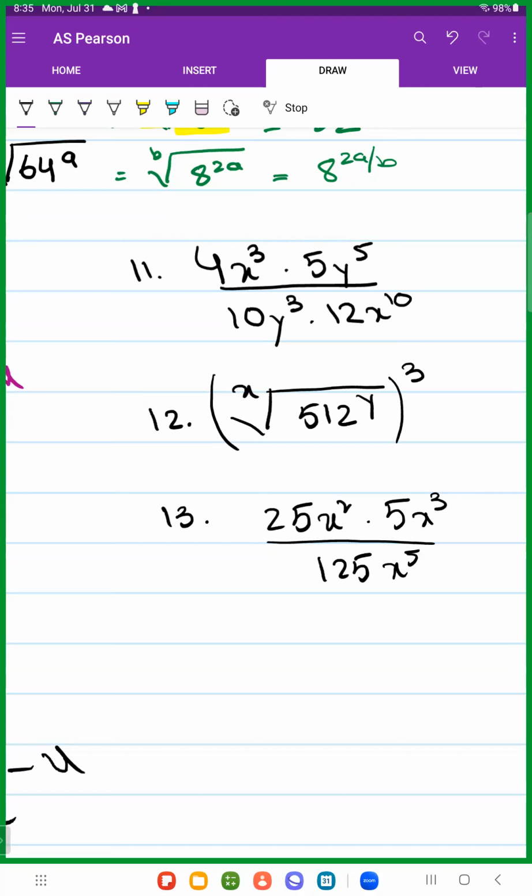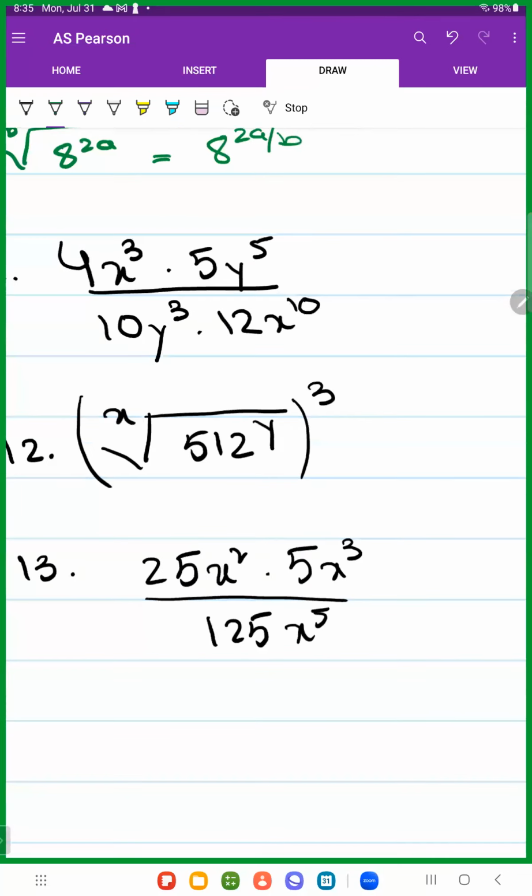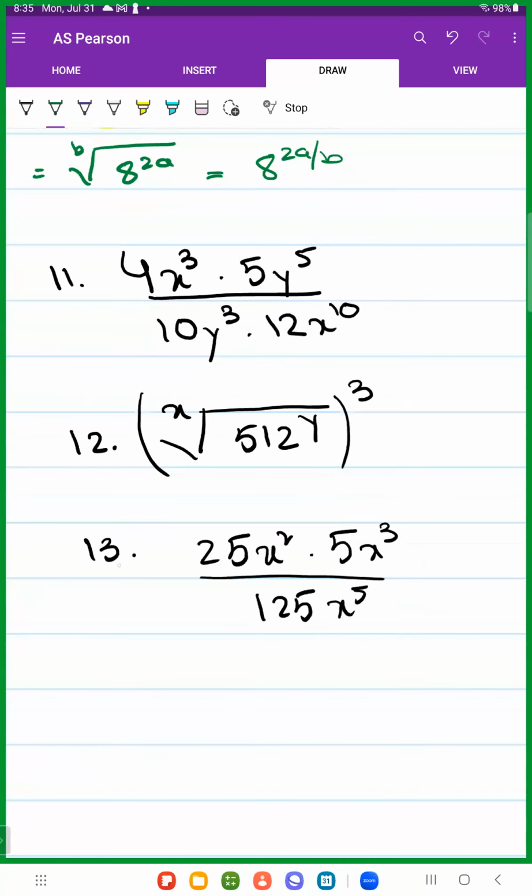For question 11, I simplified it and I got x cubed over 3x to the power 10 and y to the power 5 over 2y cubed. Let's check it once you're done with all three questions. Are you done with all three? No. Okay, try to do all three and then we'll check.